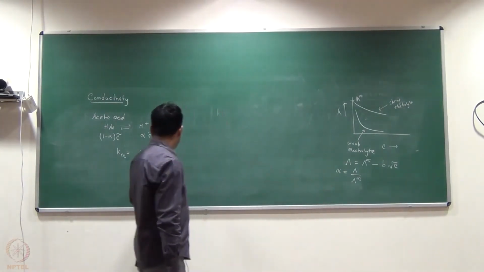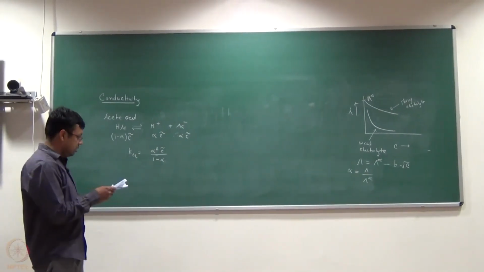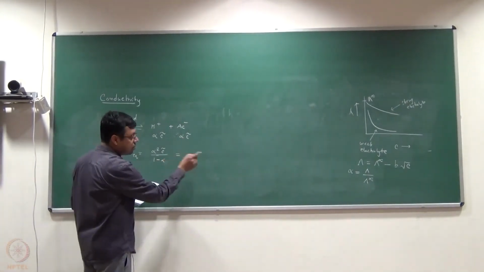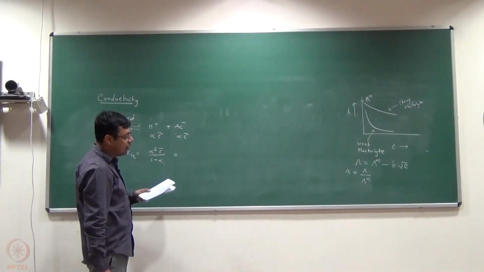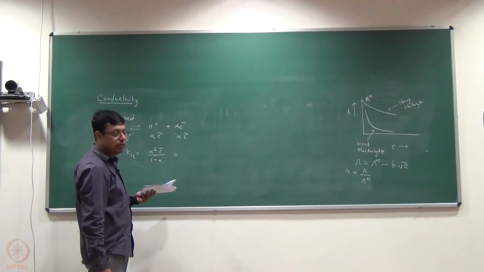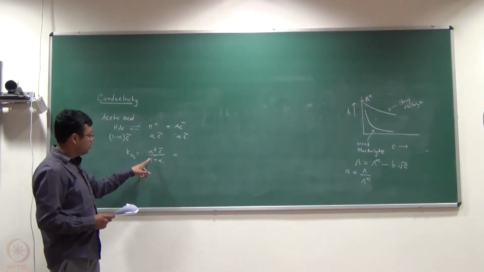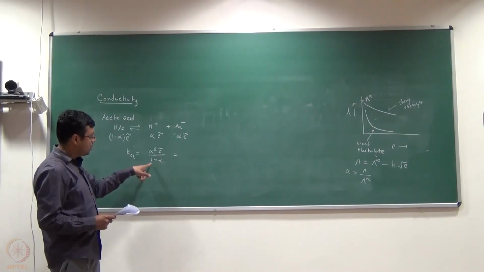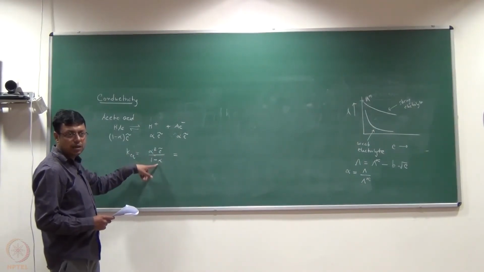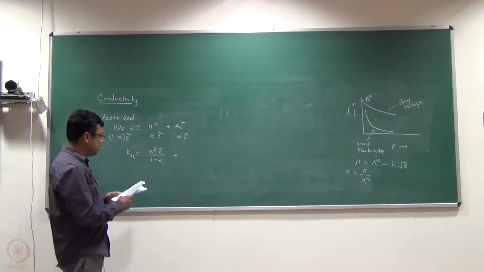If I use that here, then what I'll get is some equilibrium constant. Instead of alpha, I'll just write lambda by capital lambda infinity. So it will be lambda squared by lambda infinity, divided by 1 minus lambda by lambda infinity. Then I'm just dividing both sides, numerator and denominator, by lambda infinity square.